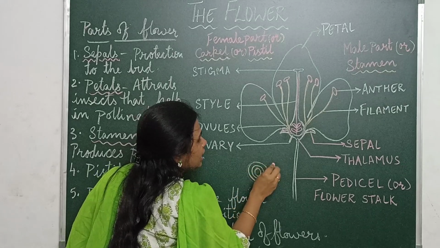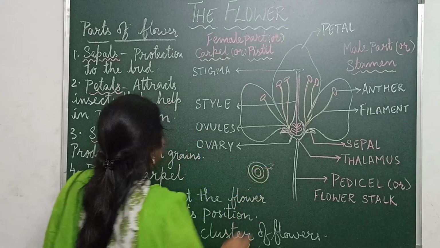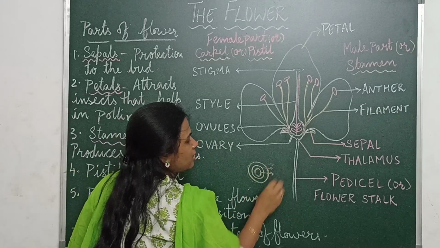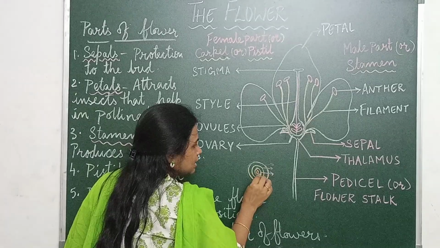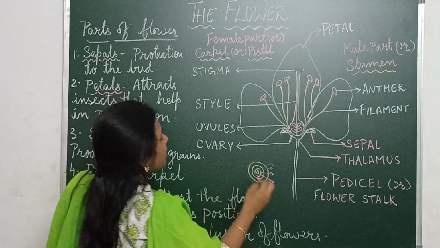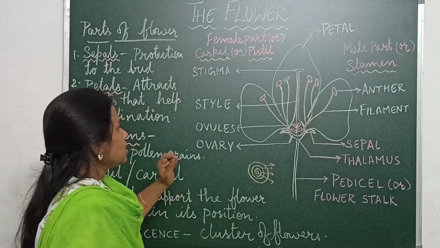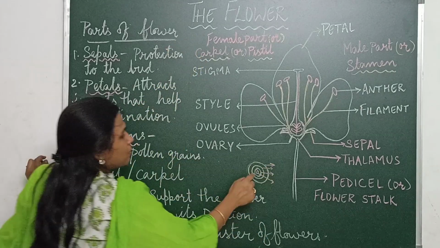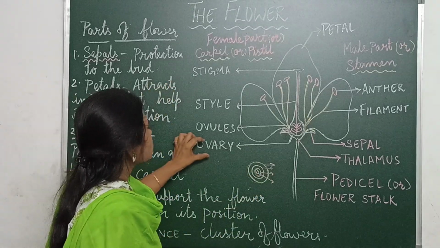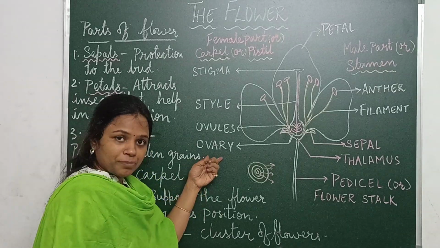Yes, the outer ring is the sepals. The second ring is occupied by the petals, the third ring is occupied by the male parts, and the center ring, the fourth ring, is occupied by the female part of the flower, right? So now we are talking about this female part of the flower. It has got a round bulb-like structure which is called an ovary.